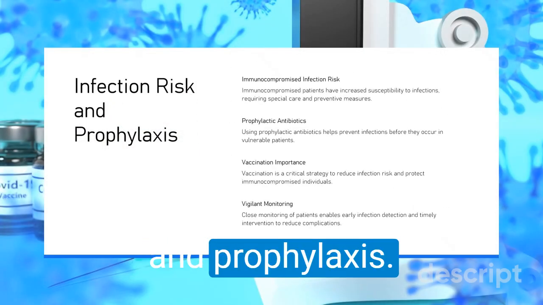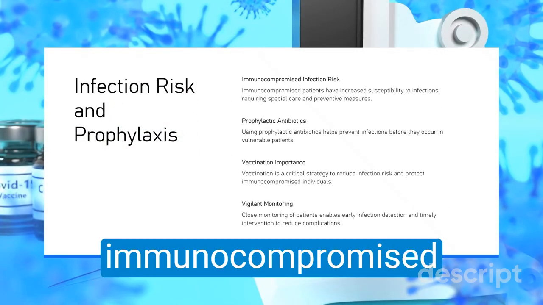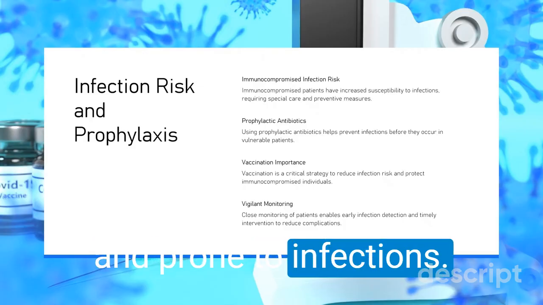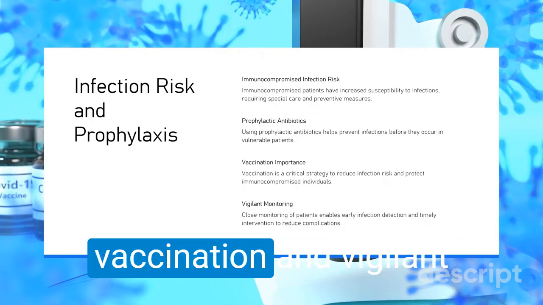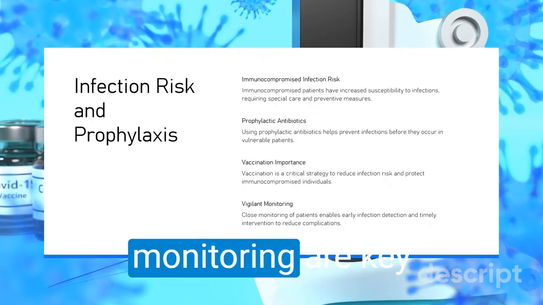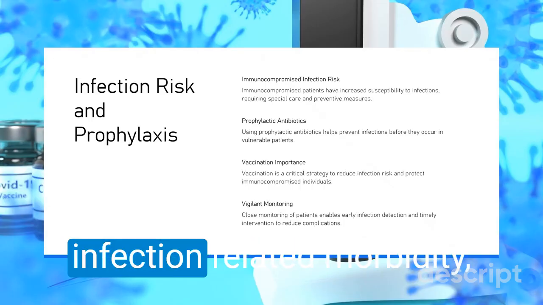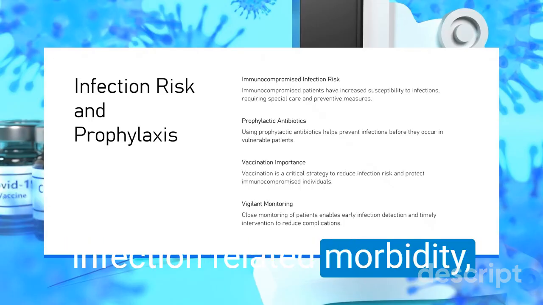Infection risk and prophylaxis. Patients are immunocompromised and prone to infections. Prophylactic antibiotics, vaccination, and vigilant monitoring are key strategies to minimize infection-related morbidity.